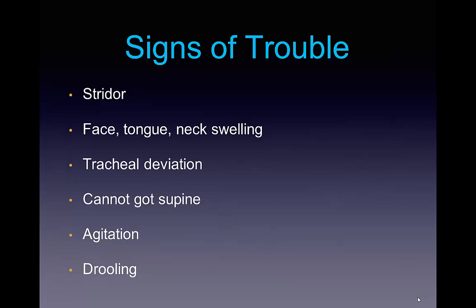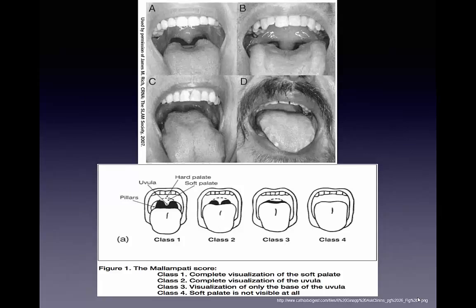Looking for signs of trouble during the actual attempt of intubation is of course paramount. Things like stridor, facial swelling, a large tongue, neck swelling, tracheal deviation, or difficulty with neck movement, agitation, and secretions are all important considerations. This is the familiar Mallampati score. This image also outlines the challenges in some patients with the presence of facial hair that will not necessarily impair mouth opening, but may have a consequence for bag valve mask ventilation.